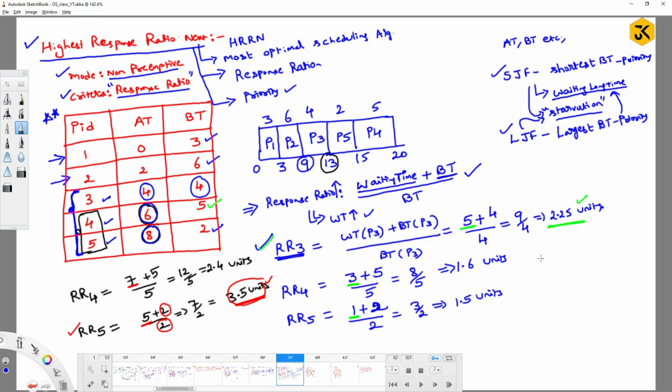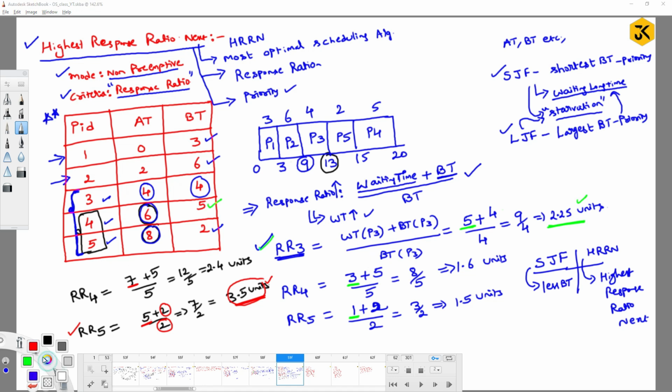So in short, if I say generally, between the SJF and HRRN algorithms, SJF is going to allocate the process which has the least burst time among all the processes, whereas HRRN is going to allocate the next process which has the highest response ratio next.